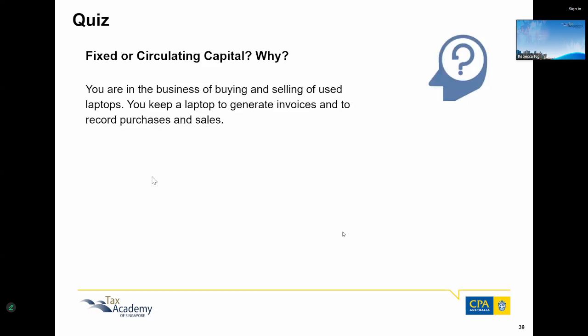Okay, let's do a poll to test the understanding of fixed or circulating capital. You are in the business of buying and selling used laptops. You keep a laptop to generate invoices and to record purchases and sales. Is this laptop that you use to generate invoices and record purchases and sales considered fixed or circulating capital?